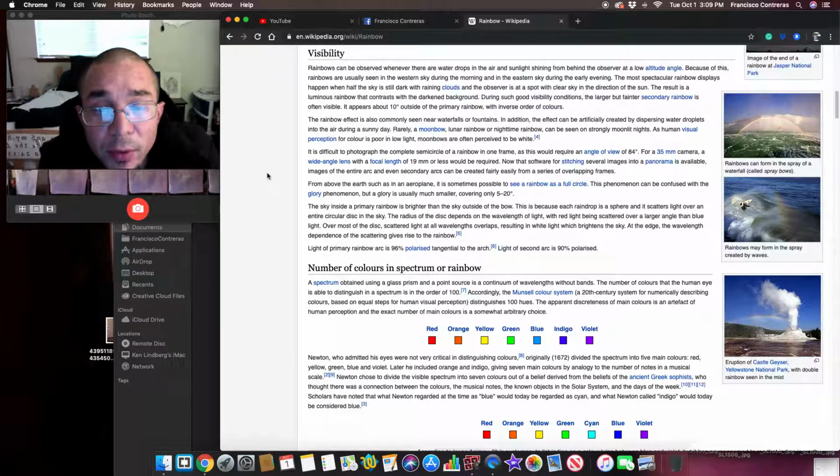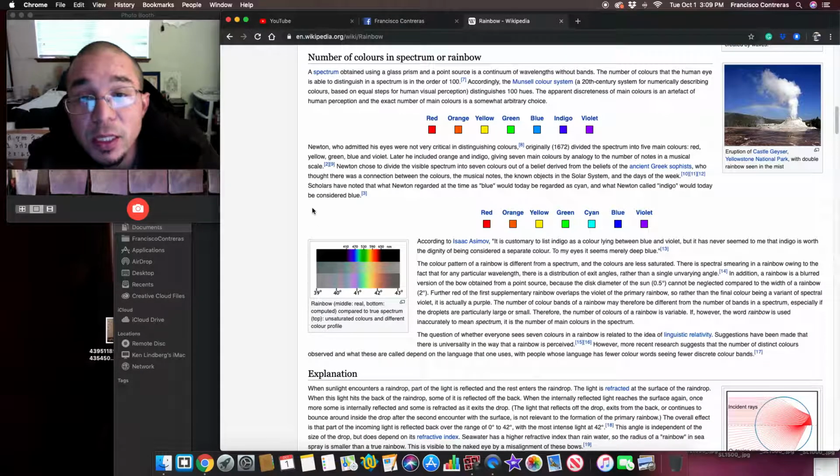Light at the primary rainbow arc is 96% polarized, tangential to the arc. Light of the second arc is 90% polarized.